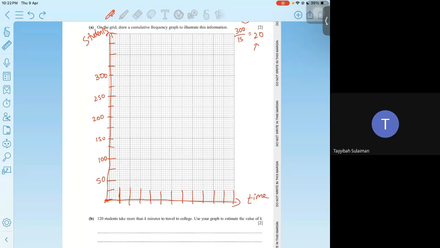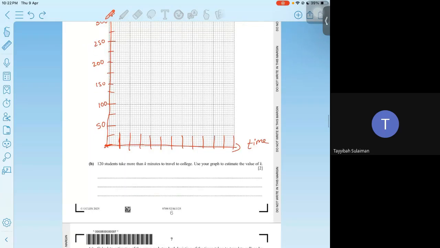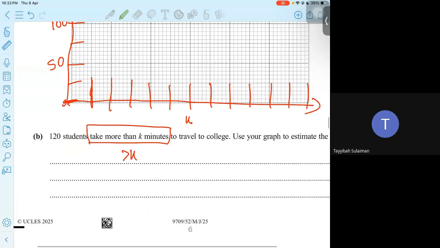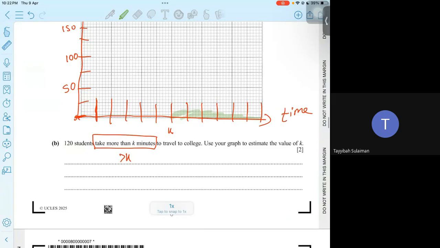Okay, lovely. So the second part of the question says 120 students take more than k minutes. It's very important to understand what this means. More than k minutes. Let's say if this is k, they're referring to this part of the graph. So 120 students take more than k minutes to travel to college. Use your graph to estimate the value of k.